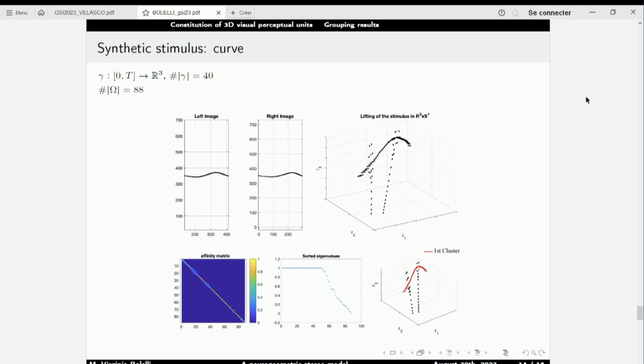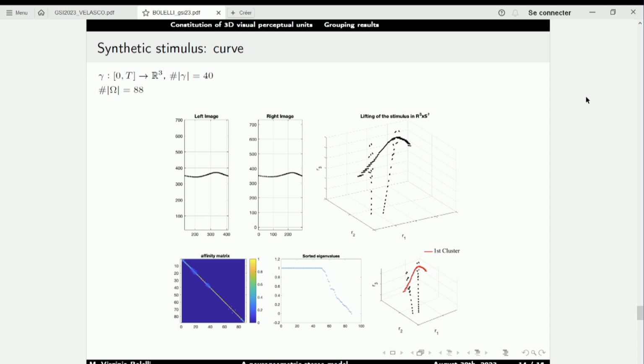So we compute the affinity matrix, we diagonalize it, and we display the eigenvalues. And then we select the eigenvectors associated to the largest eigenvalues, using them to segment the visual scene in clusters. In particular, in this example, we notice that there is only one main cluster describing the visual scene, and the points selected by the eigenvector are the ones that belong to the 3D curve. So basically we are solving the stereo correspondence, and at the same time we are performing segmentation.